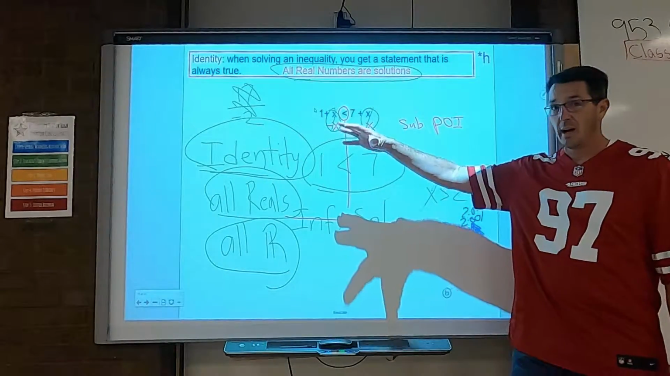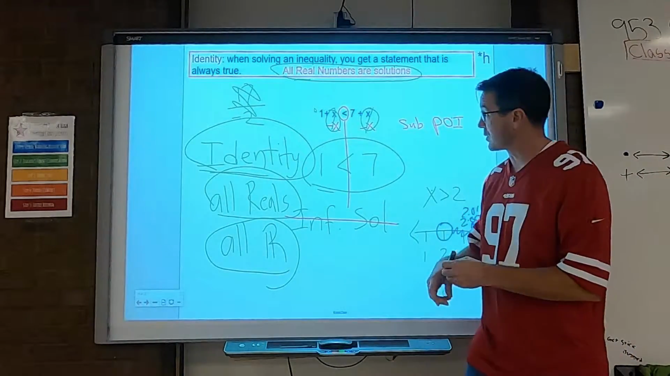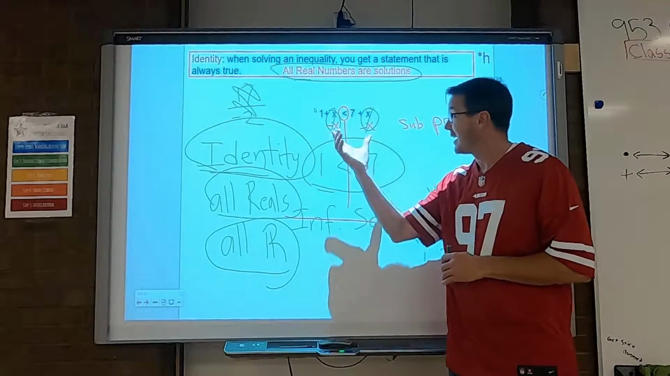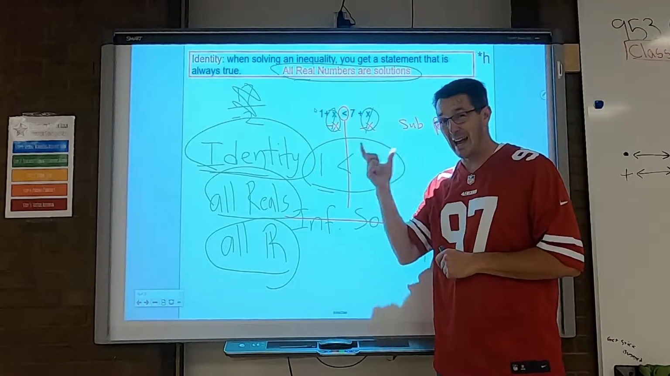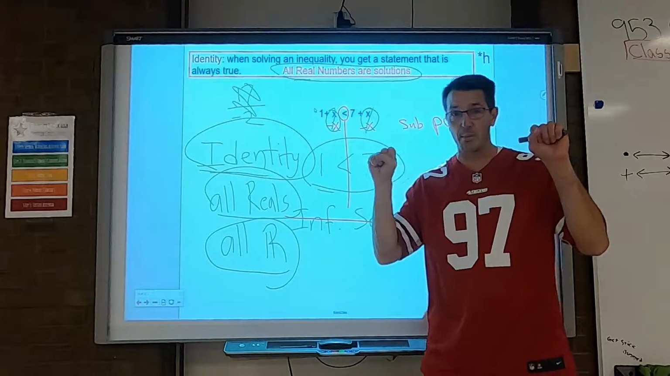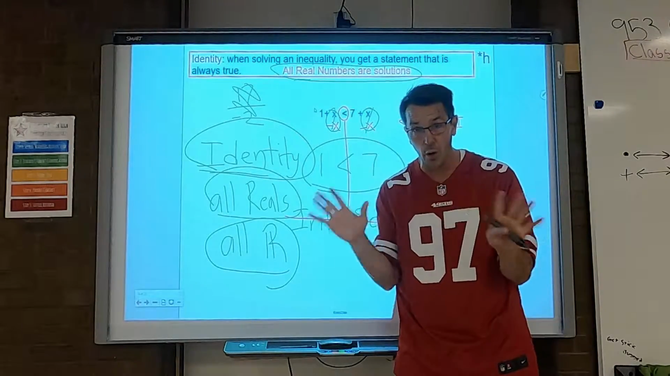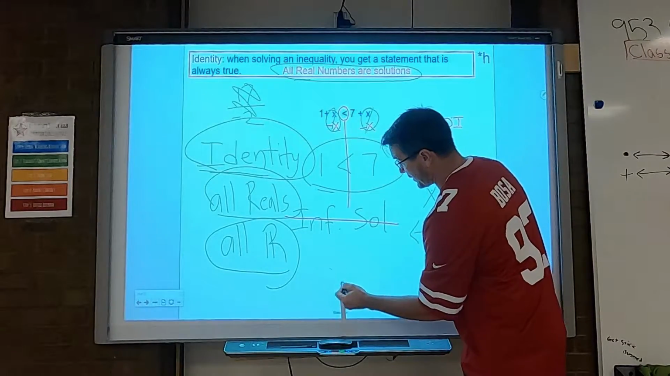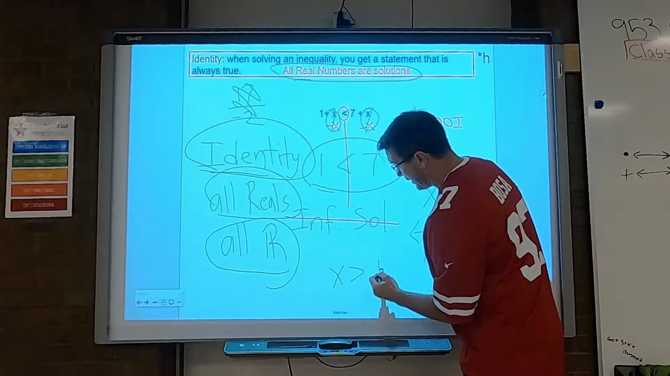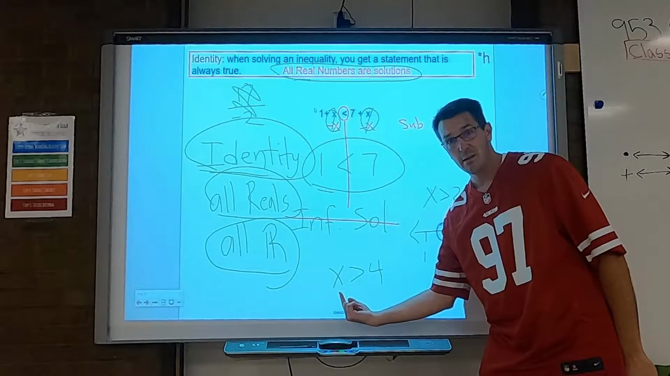But really quick here, because I know Mr. Nelson's talked about this with his students. Remember, you only can have an identity if you have variables on both sides, and when you go to solve, they go away. If you end up with no variables, if I end up with this, x is greater than 4, did x go away? No.